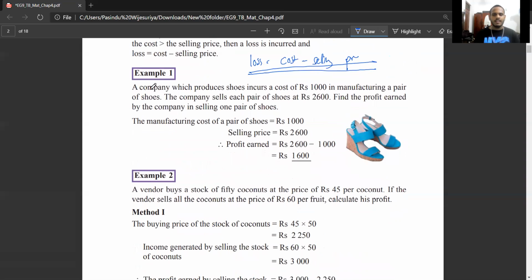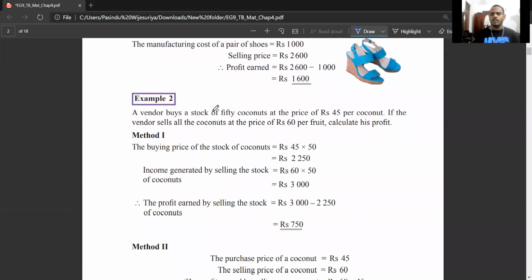So I'll go with example one. You will be able to understand. It's very simple. I'll go with example two. So I will be doing all the questions, so if you all have any doubts, we'll be able to answer those.